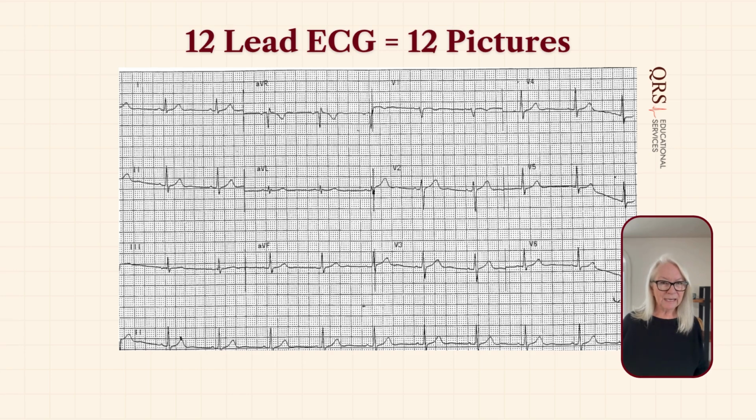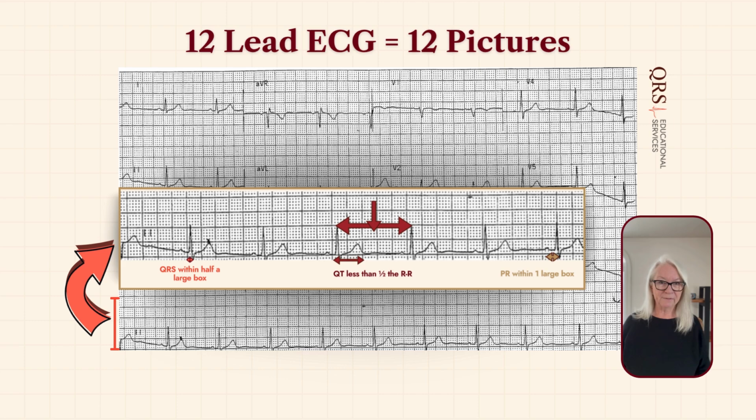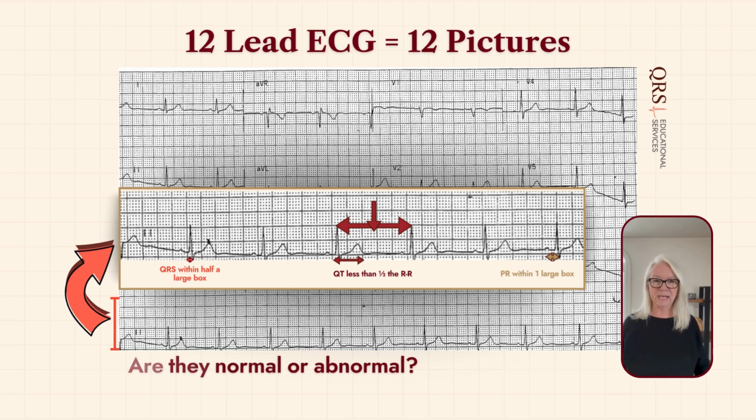Next is we're going to quickly look at intervals. You don't need to look at every lead. Really, just usually lead 2 should be enough. And we're not taking calipers to measure what the actual number is. We are looking at the intervals to determine, just quick and simple, are they normal or are they abnormal?